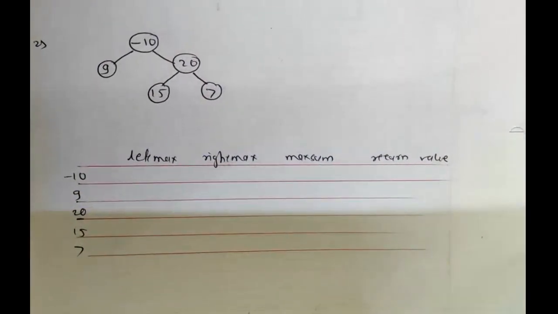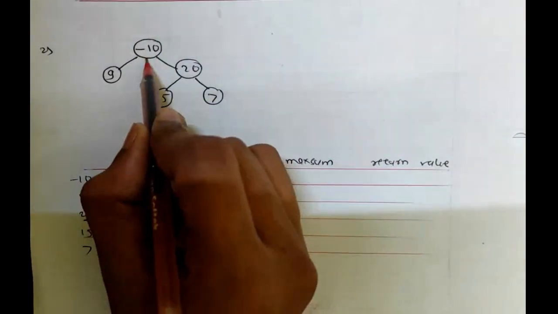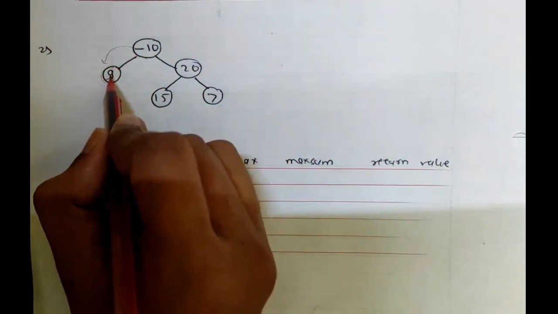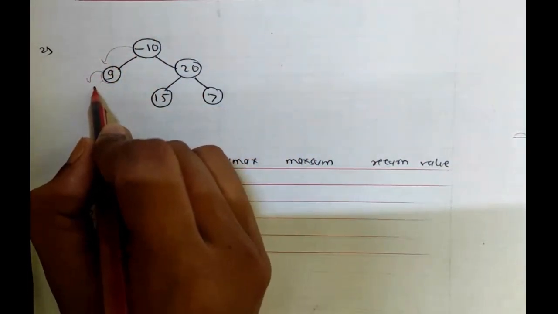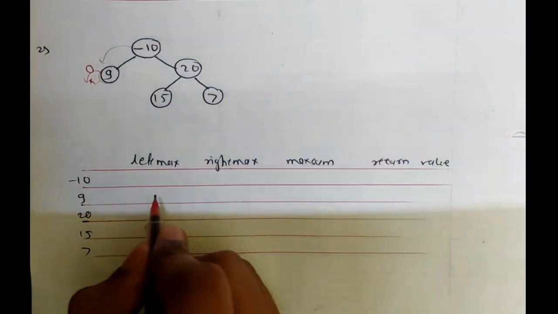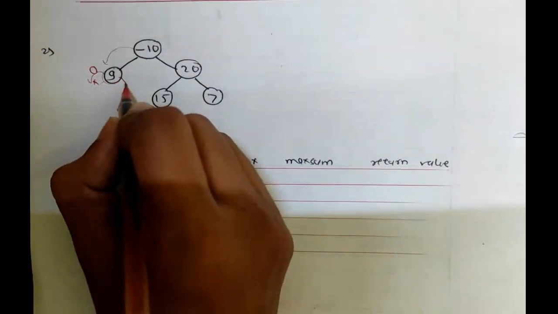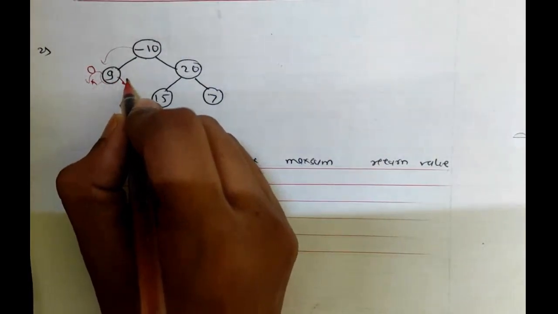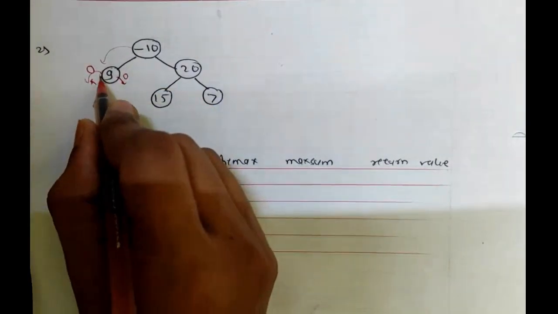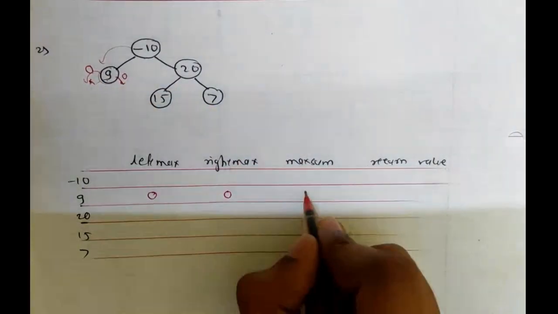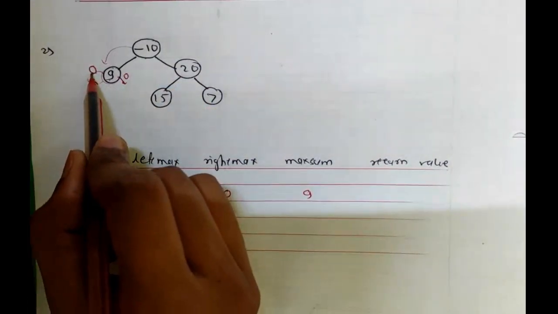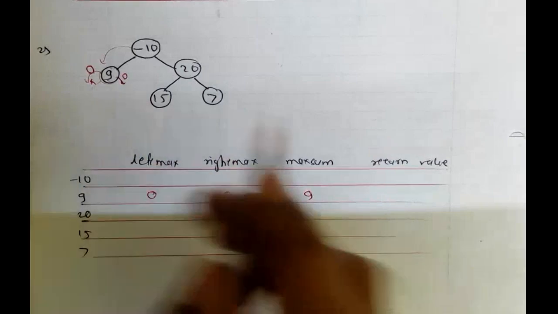For the problem number 2, this is the root. So we will go to its left, 9. Again we will go to left. This is null, so it will return 0. For 9, left max will be 0. This will go to root's right. It is also null, so it will return 0. Maximum will be 0 plus 9 plus 0, which is 9. And the return value will be the maximum of the 2 plus the 9, which is 9.